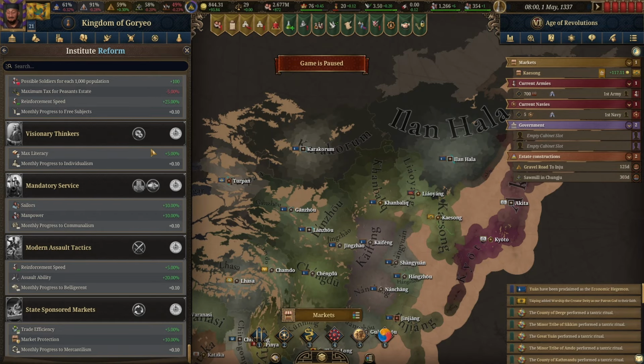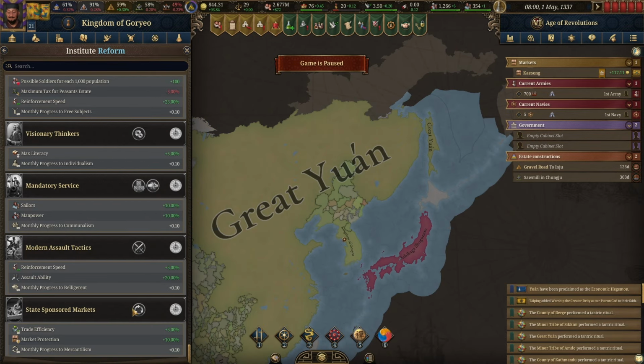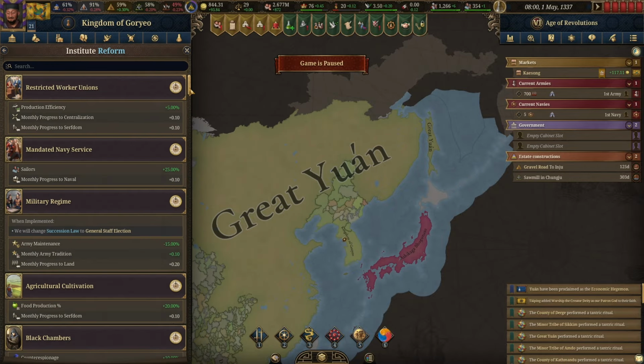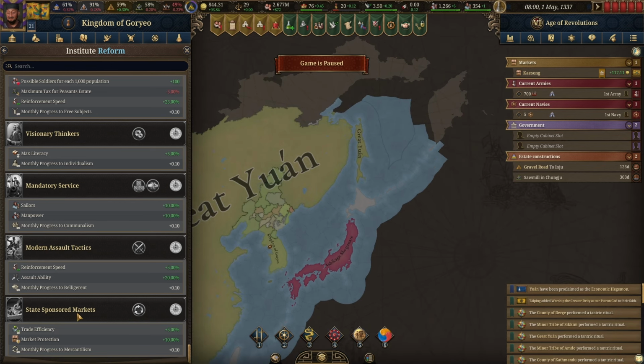When it comes to reforms, it's pretty easy to talk about because free trade doesn't have a single unique reform available to it, while mercantilism has 3. For our 3 mercantile reforms, we have State-Sponsored Market, which increases trade efficiency by 5 and market protection by 10, while pushing you towards mercantilism. This reform is only available in the Age of Revolutions, though, so do keep that in mind.